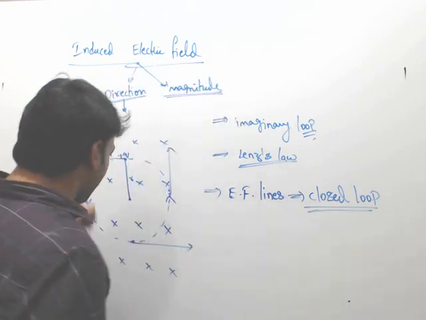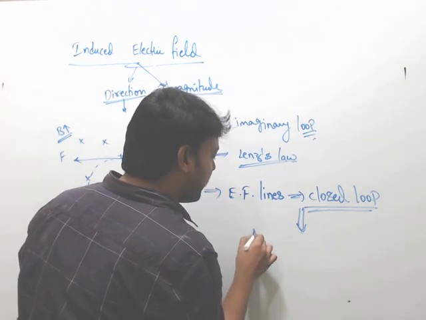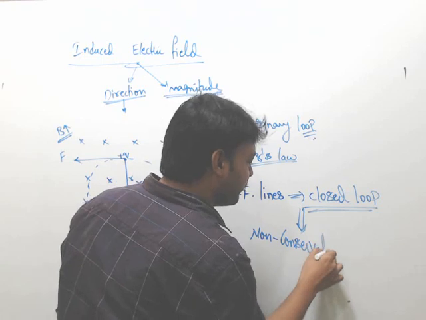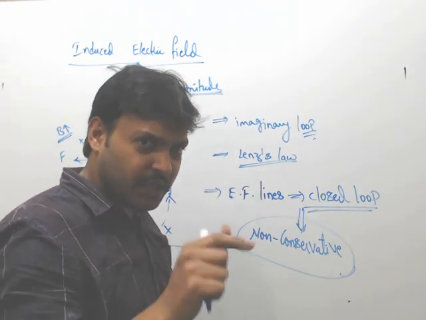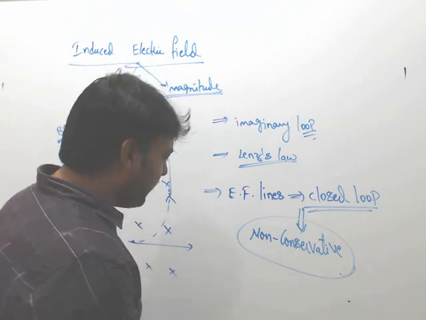So here a closed loop is formed. If a closed loop is formed, in the sense what? It is non-conservative. Why is it non-conservative? For one circular loop, the work done will not be 0. Here the work done for one complete loop will be given by the work done formula.